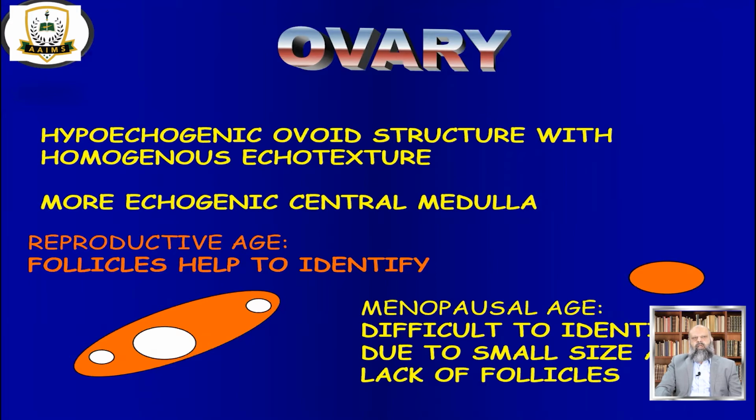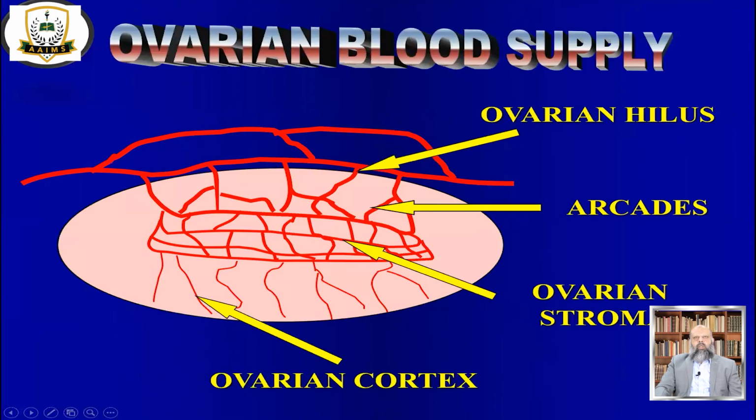In the reproductive age, there are follicles which help us to identify the ovaries. In menopausal age, they are difficult to identify due to small size and absence of the follicles. The ovarian blood supply is very important.